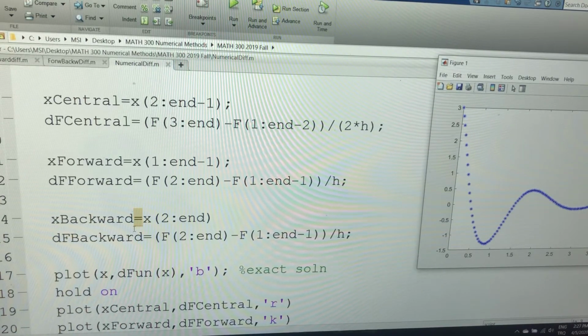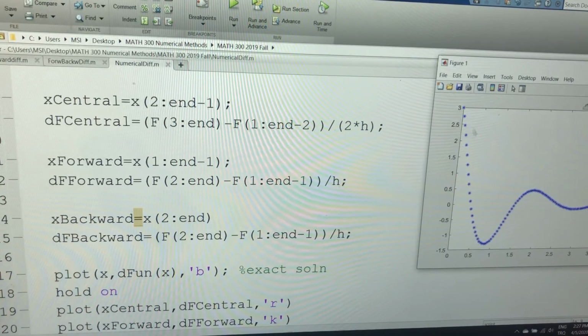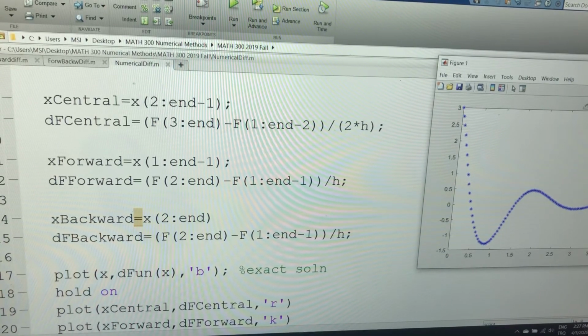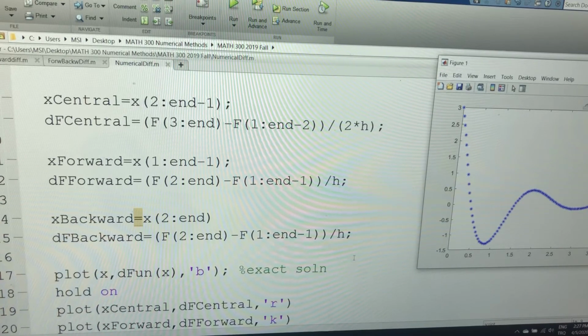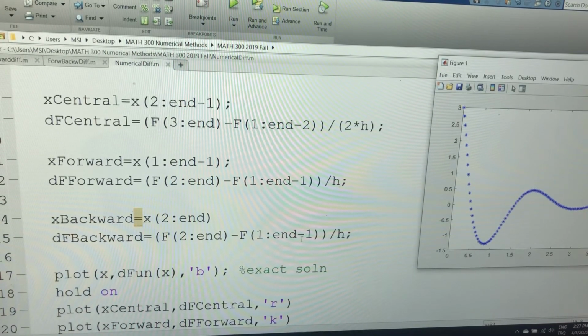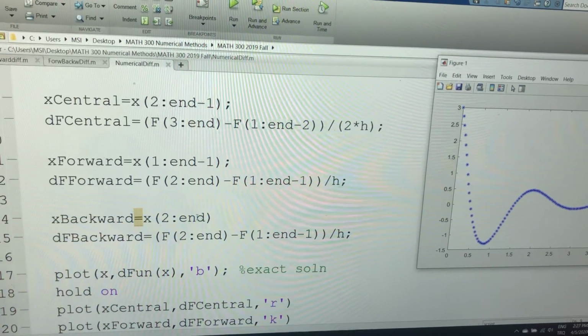For the backward difference, this time we cannot find the derivative of the first one. That's why we are starting from 2. We can find the derivative of the second data by using the previous one. But it will go until the end because we can still use the n minus 1 data. So n minus 1 over h is going to give the backward difference for the last data.